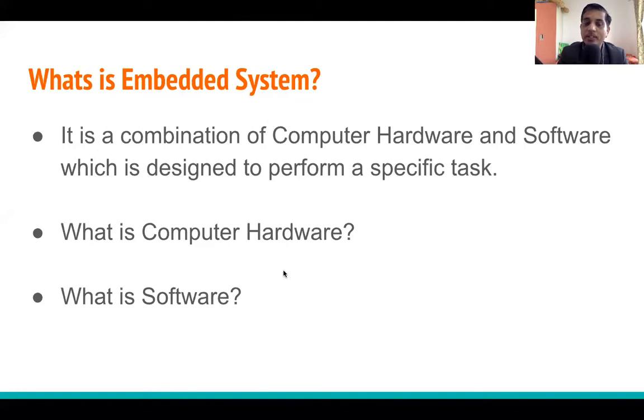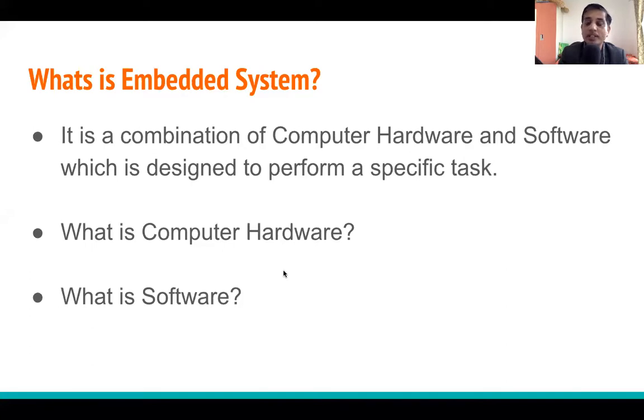So what is software? Software will take the inputs, process the input, and after processing the input, it generates the output. Very simple. So what is software? Yes, Chirag says software is the set of instructions which is controlling the hardware. Very correct. It is a set of instructions which controls the hardware. In our computer, the software that we are using is called an operating system.